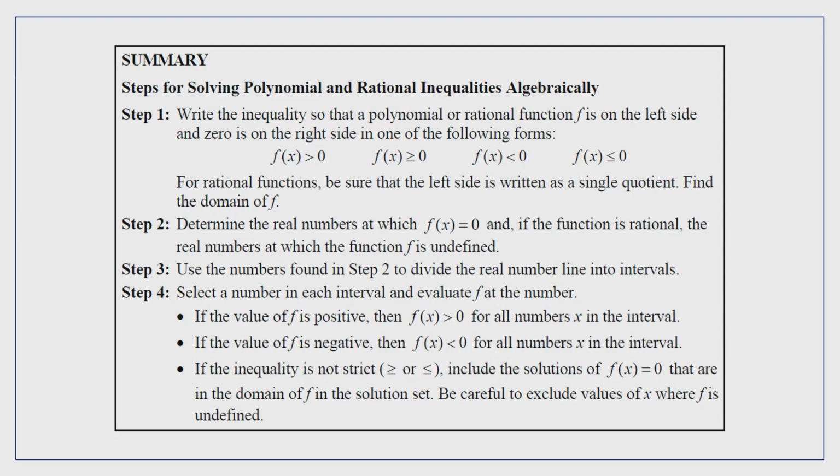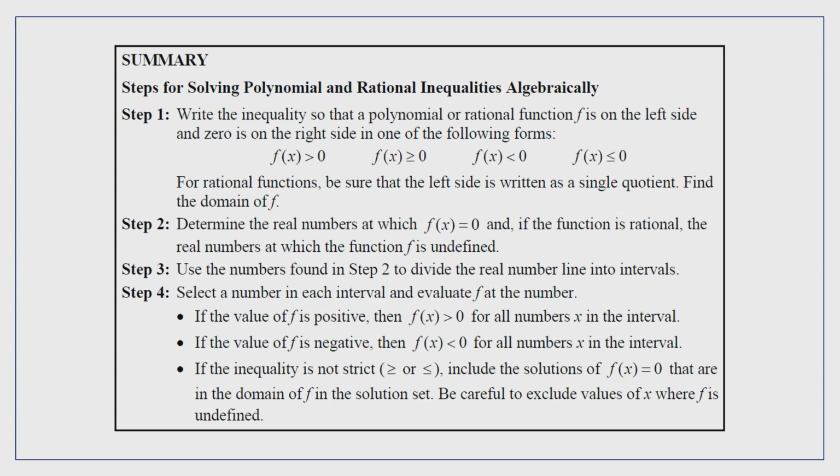For step 1, you want to write the inequality so that the polynomial or rational function is on the left side and 0 is on the right side in one of the following forms: f of x is greater than 0, f of x is greater than or equal to 0, f of x is less than 0, or f of x is less than or equal to 0. For rational functions, you want to make sure that the left side is written as a single quotient, and you want to find the domain of f because you know that there's going to be some restrictions with the denominator not equaling 0.